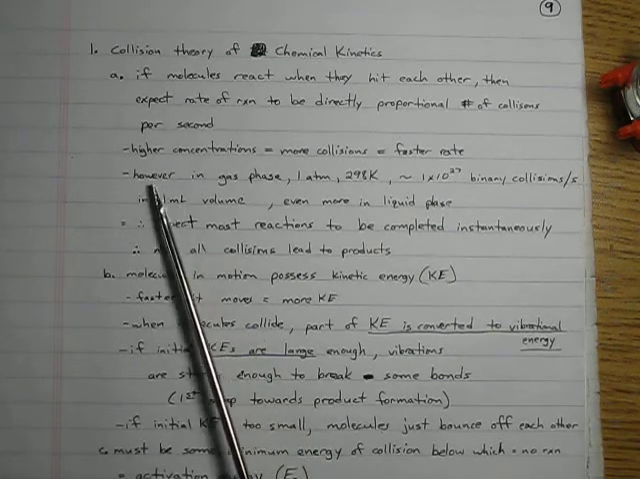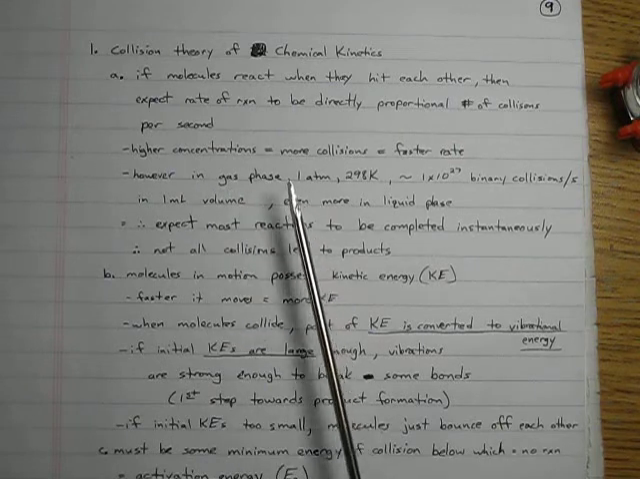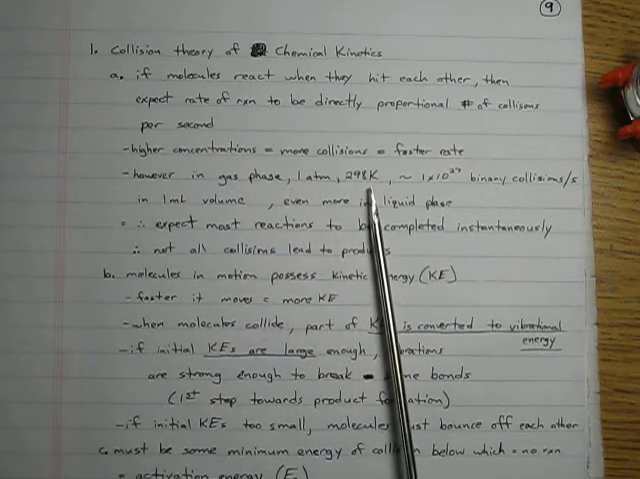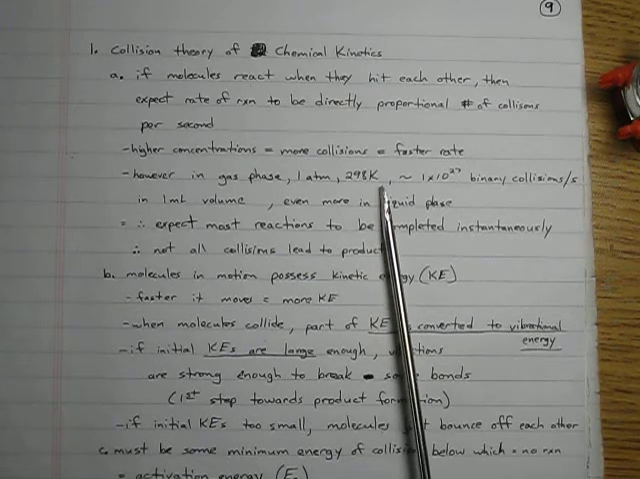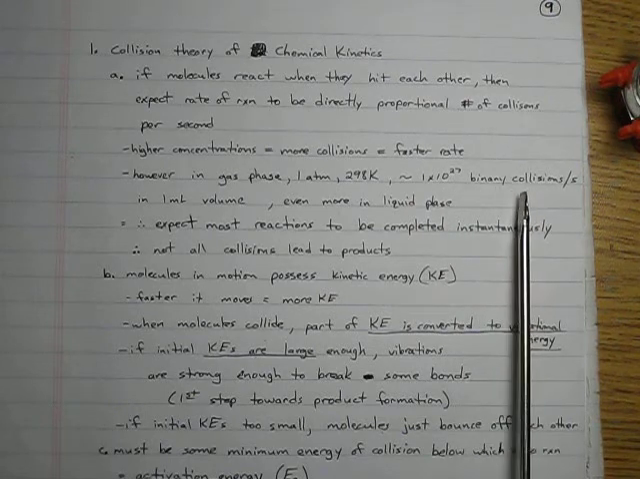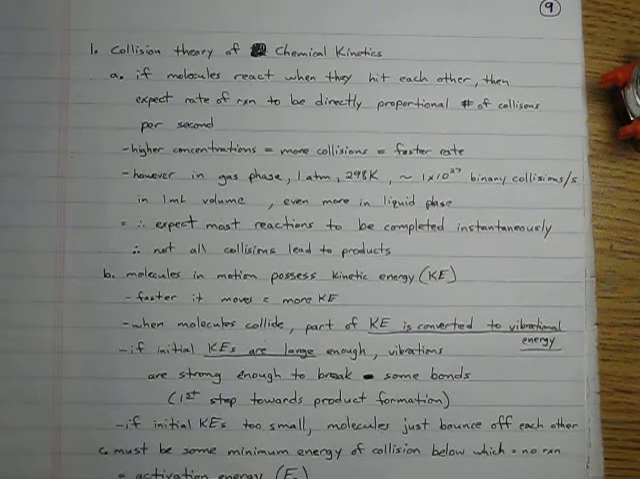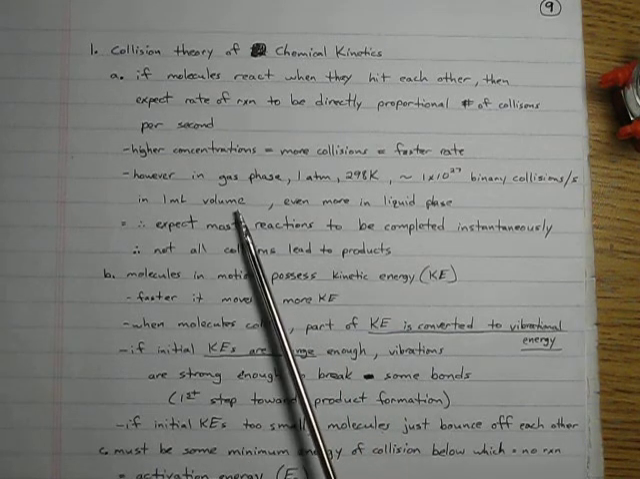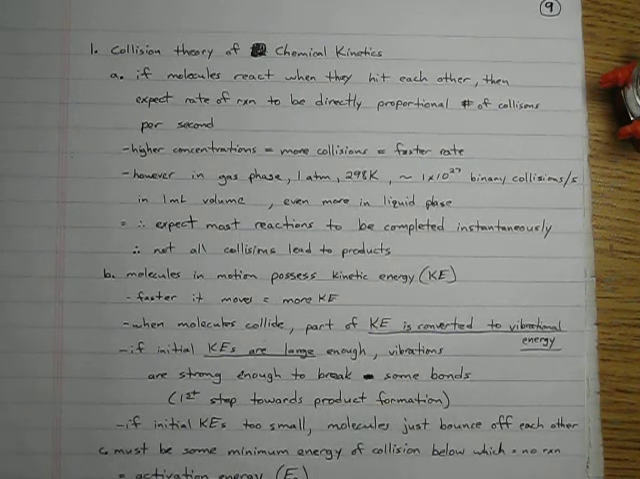However, there is a bit of an issue. If you look at a molecule in the gas phase, 1 atmosphere, 298 Kelvin, room temperature, that's 25 degrees Celsius, you have roughly 1 times 10 to the 27th binary collisions per second, meaning two molecules smack into each other. That's a huge number, and that's in only 1 milliliter of volume. If you're in the liquid phase, the molecules are even closer together, so there are even more binary collisions.